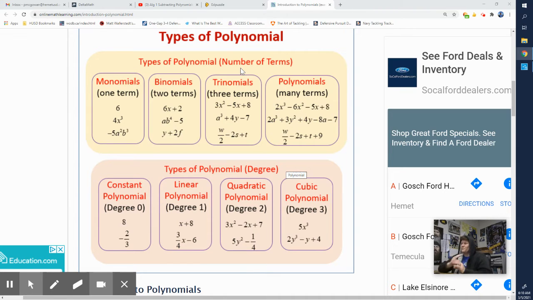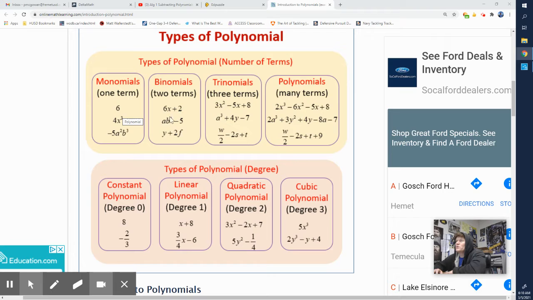Terms are split by either a plus or a minus in between. So if you have one term, you don't have any pluses or minuses in between. You're just one group together, a coefficient and variables, or just a constant. One-term polynomials are called monomials.